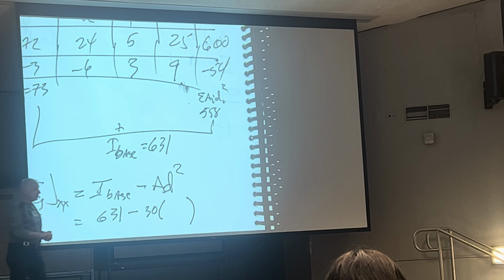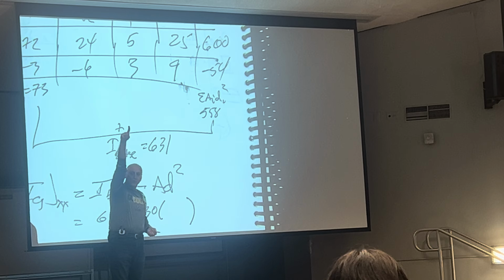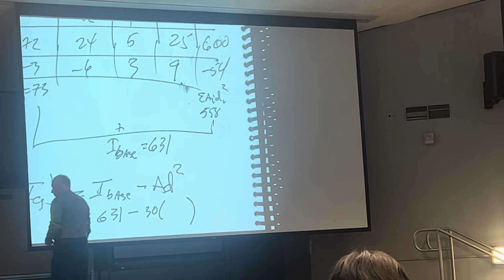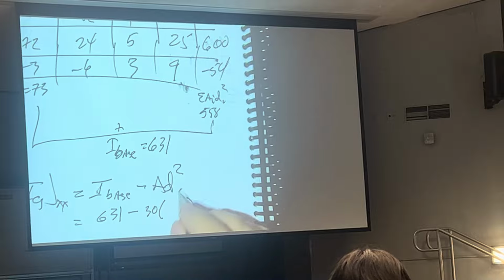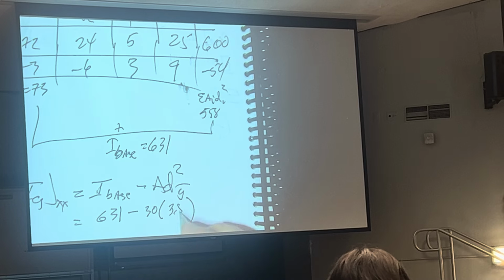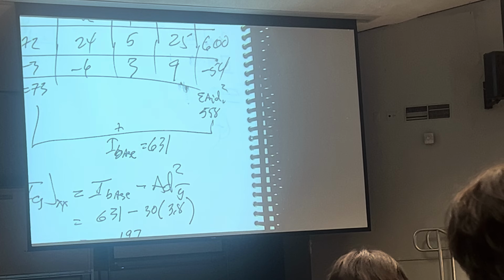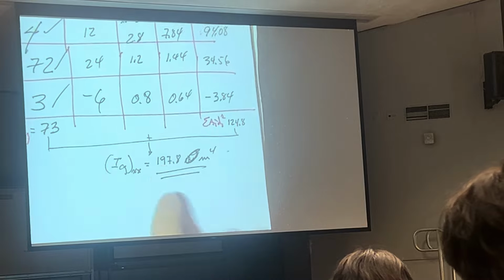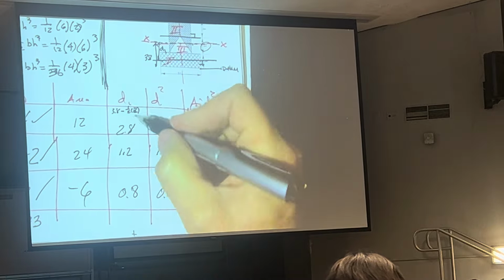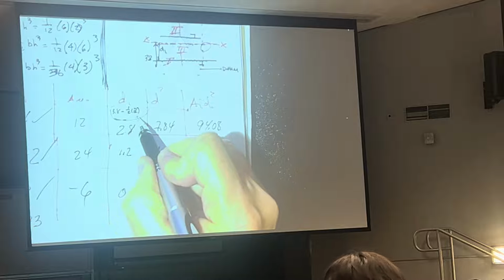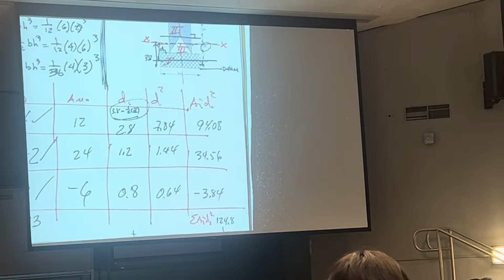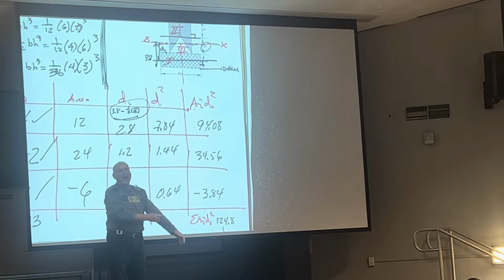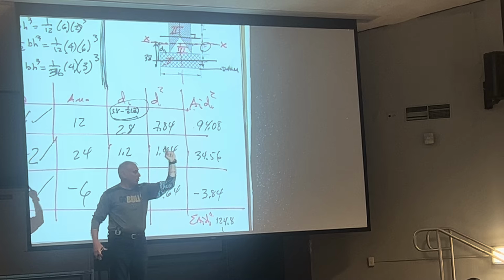What's my D? I need the distance between the base and the centroid, and the centroidal axis. That's my Y bar. No, it's easy. This is Y bar. That was 3.8. Guess what? 197.8 meters to the 4th. What did we get before? Oh, 197.8. But I didn't have to go through the gyration of trying to decipher what's the distance between the axis of the individual piece to the axis overall. That sucks. I've eliminated one source of error for you.